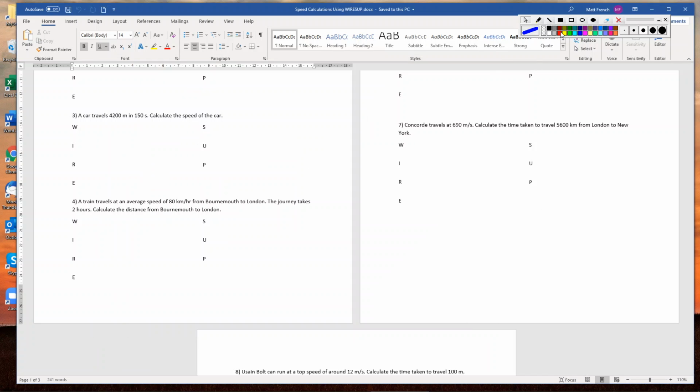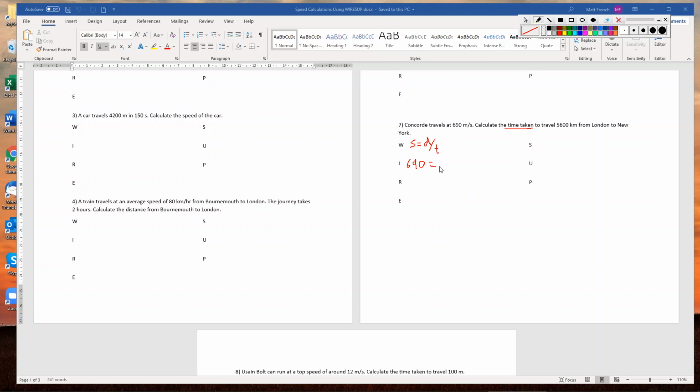So we're going to have a look at the last three questions in this video. We're going to write out our equation, speed is distance over time. The question here actually asks us to calculate the time taken to travel from London to New York. So we're going to insert some numbers. The speed was 690 meters per second.